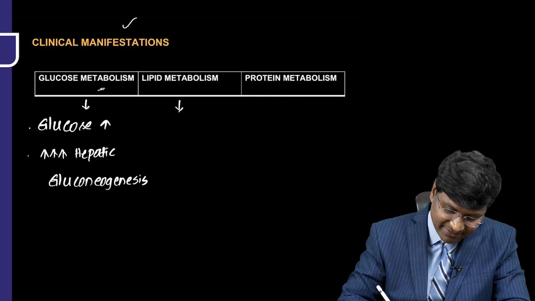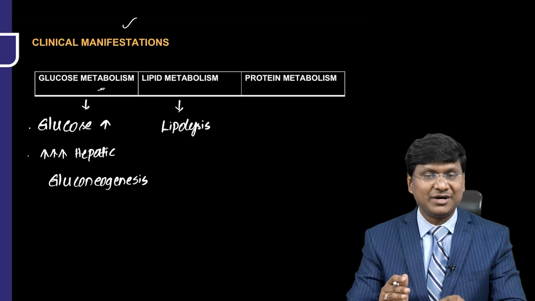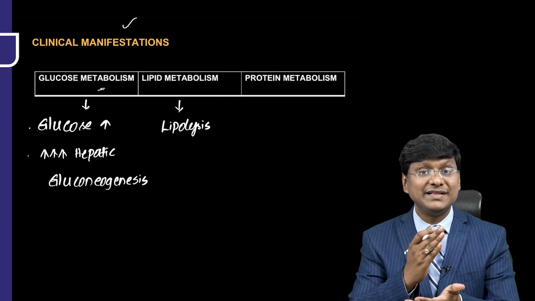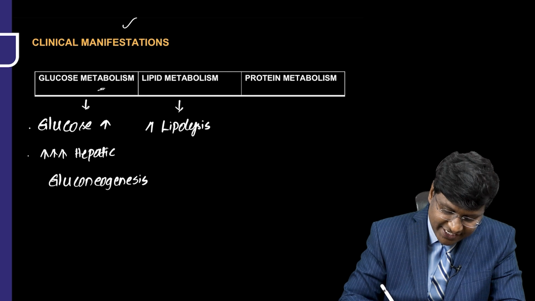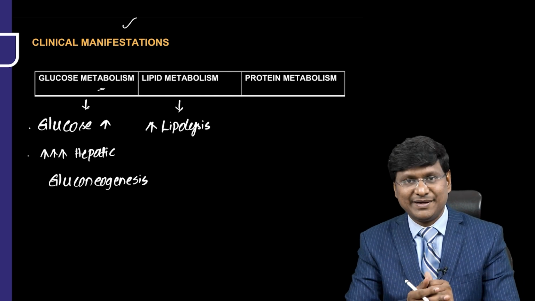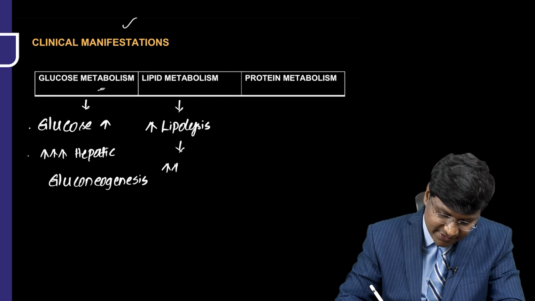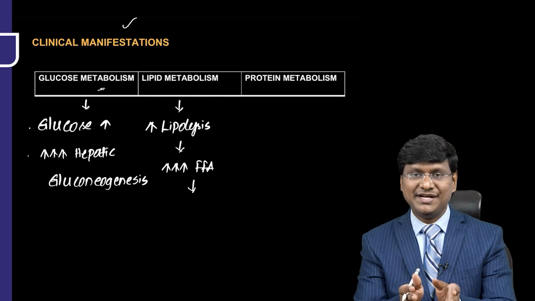Then coming to lipid metabolism. What the steroids do to the lipids is, they cause lipolysis, where there will be breakdown of the lipids into free fatty acids. So in patients with Cushing's, there is excessive lipolysis. Once there is excessive lipolysis, there will be excessive free fatty acids, and these will undergo redistribution.